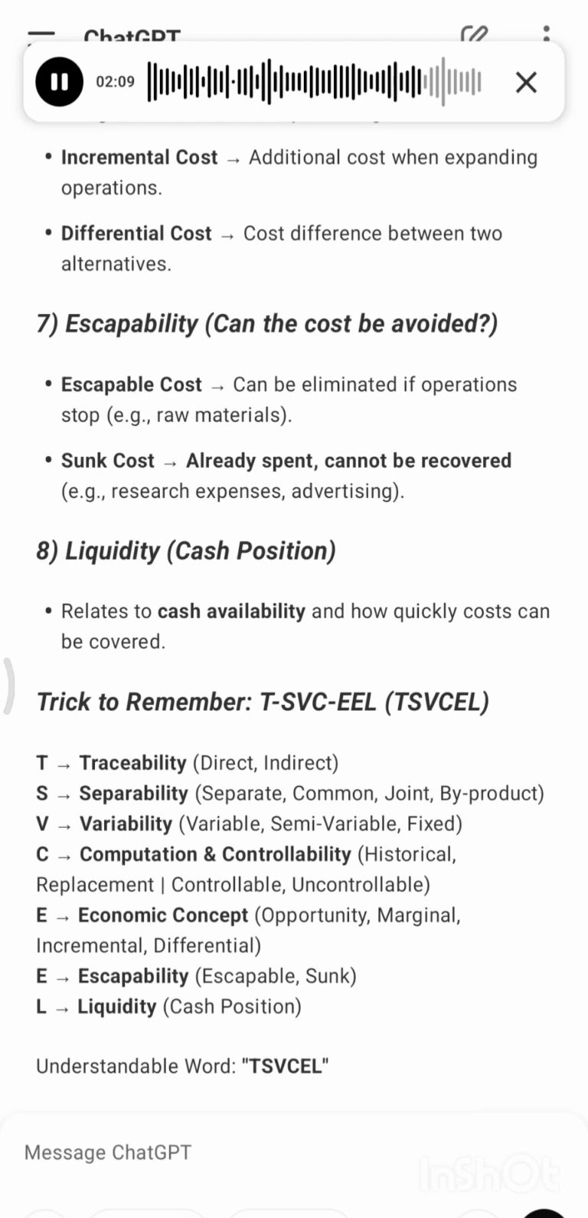Trick to remember, TSVCEEL. T, Traceability, direct, indirect. S, Separability, separate, common, joint, byproduct. V, Variability, variable, semi-variable, fixed. C, Computation and controllability, historical, replacement, controllable, uncontrollable. E, Economic concept, opportunity, marginal, incremental, differential. E, Escapability, sunk. L, Liquidity, cash position. Understandable word, TSVCEEL.